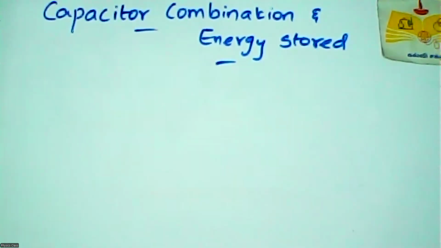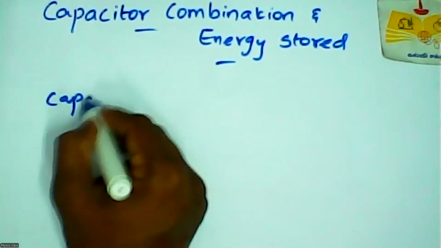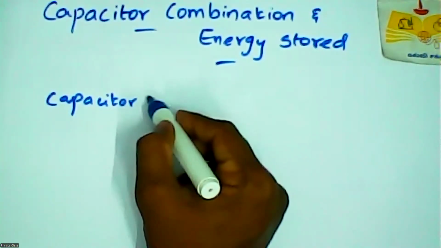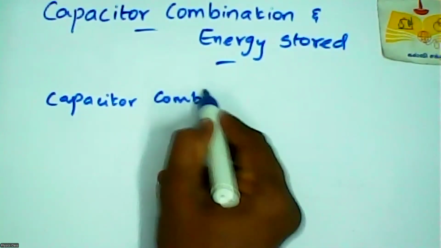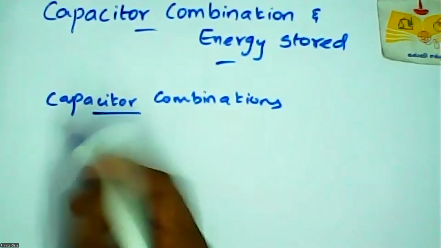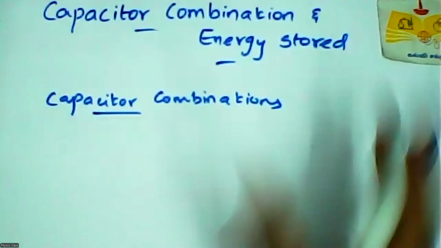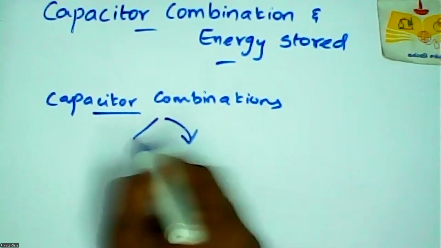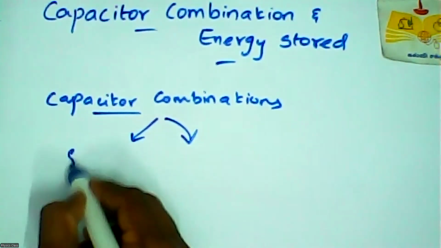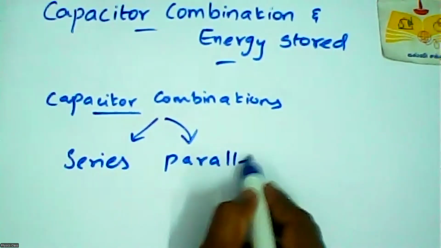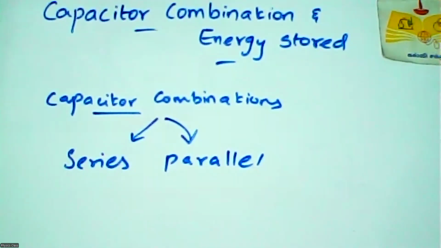First of all, already we know about the capacitor. Now, capacitor combinations. When we connect multiple capacitors, we can combine them in two main ways: series and parallel.